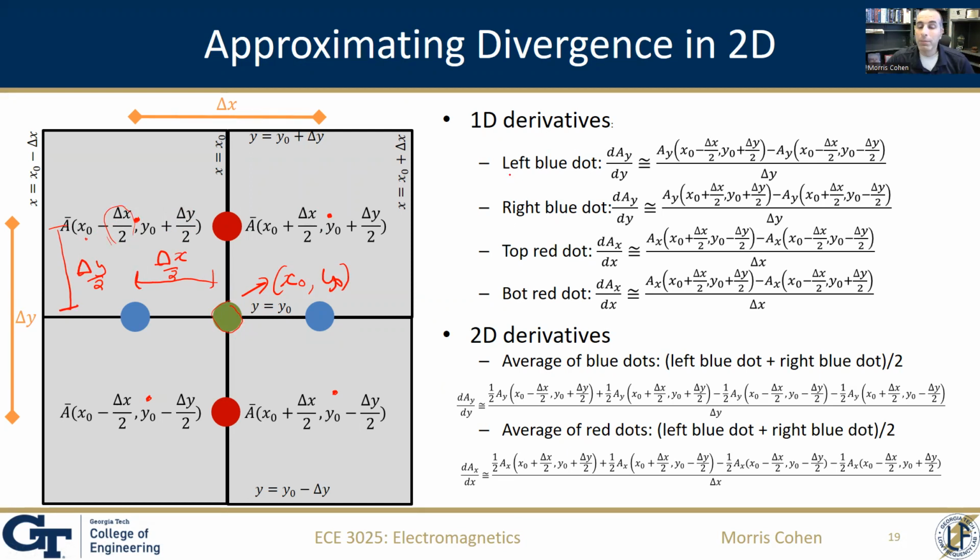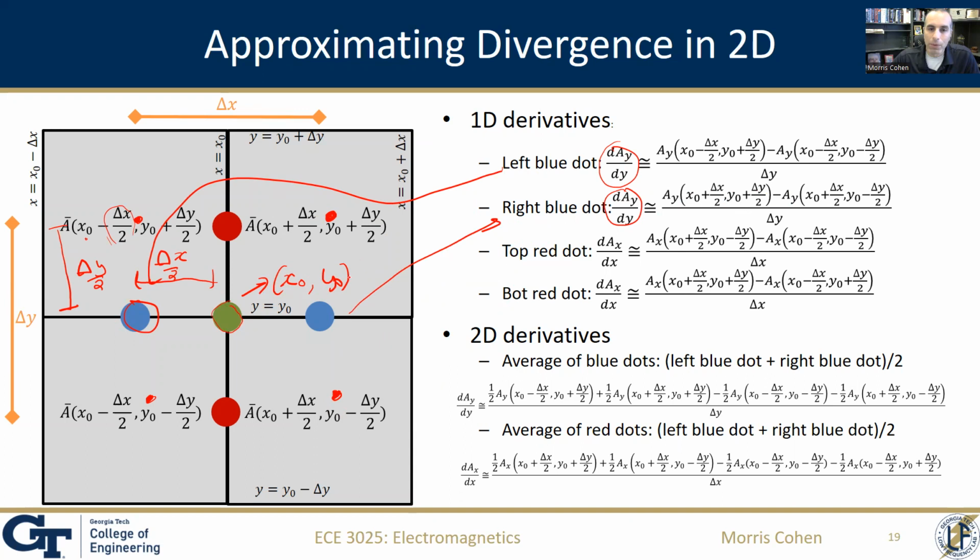All right, so we basically have 4 different measurements offset in 4 different diagonal directions from our center point. And we can basically come up with 4 one-dimensional derivatives, 2 of them for dAy/dy, which are the 2 blue dots, right? So this blue dot is basically the sum of the red dot above it and the red dot above it divided by 2. So the left blue dot and the right blue dot. The right blue dot is basically defined here, right? It's the difference between this point above it and this point below it, and the fields that are defined in each of these locations, divided by delta y.